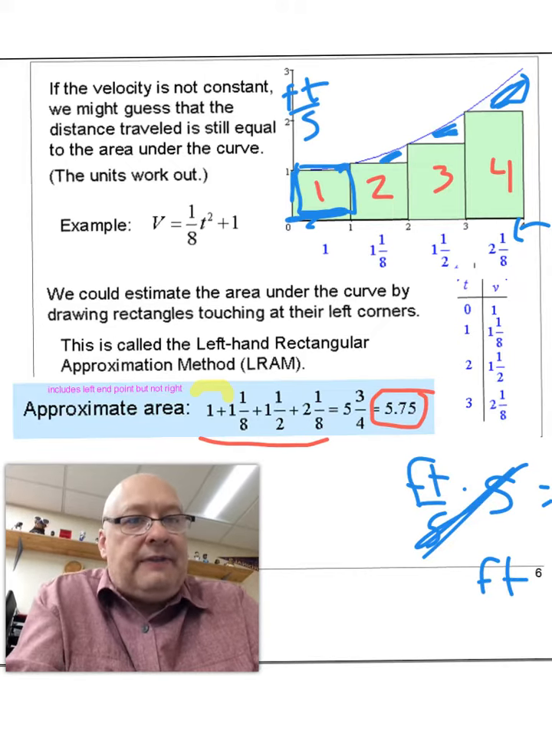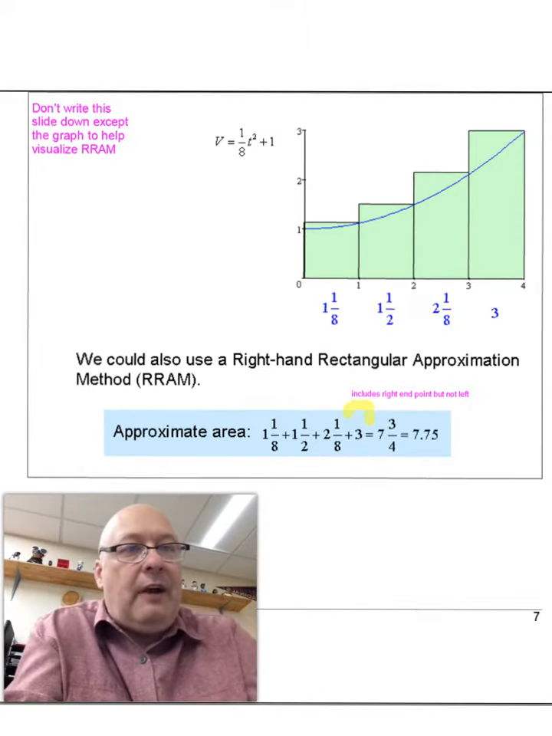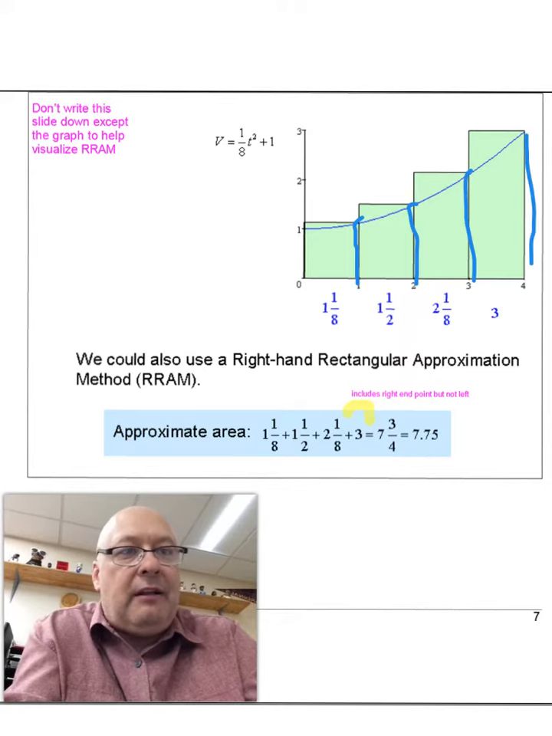But once again, it's 5.75. That's too low for this LRAM. So I could do an RRAM. So this above is an RRAM. Notice how the rectangle heights happen at the right side of each rectangle.